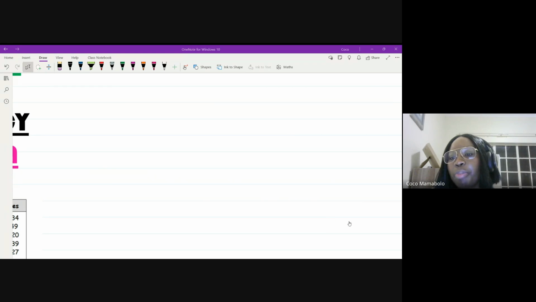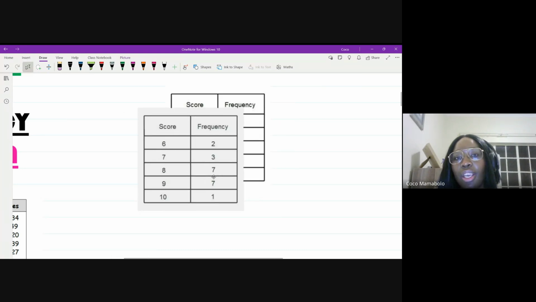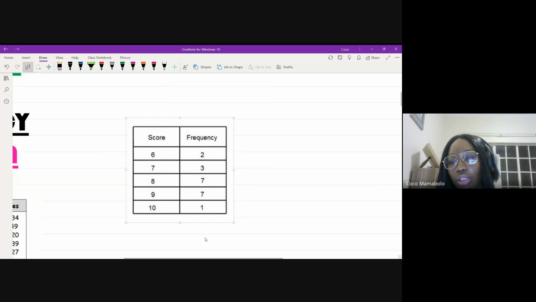Say there is a group of people who have taken a test. These are their results. The test is out of 10, and they have gotten these results in the class. They are tally tables, but we call them frequency tables because we also add up the tally and figure out what that value is. We're going to use this data to find the mode, and we're going to use this to find the median.